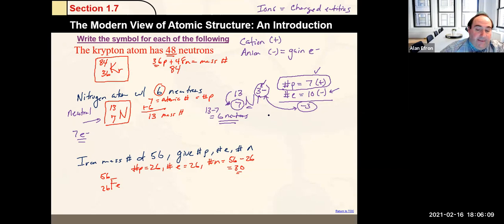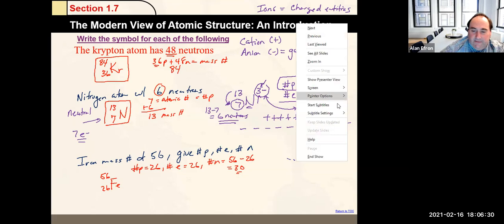So if you just think about 1, 2, 3, 4, 5, 6, 7 positive charges, in order to leave us with 3 negative charges, if you just draw them in there, you need 10 of them, right? So this guy here, for example, if I could change color real quick.